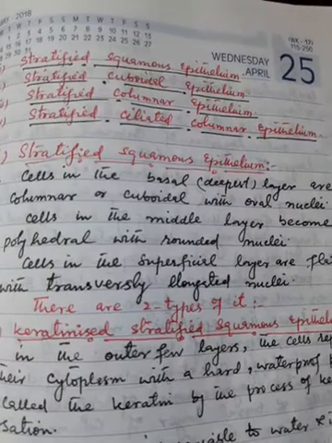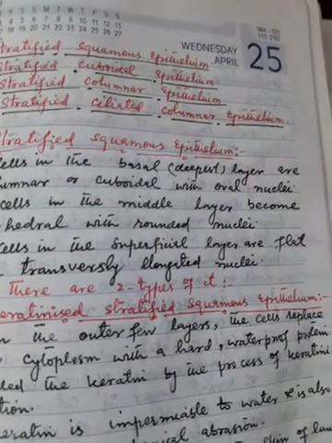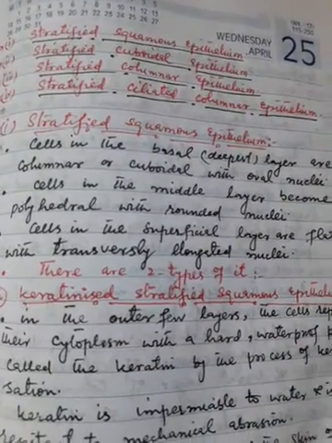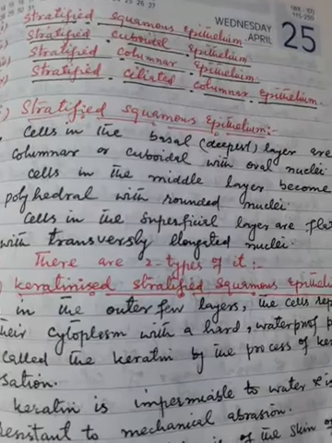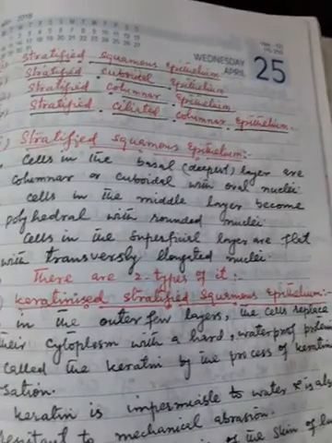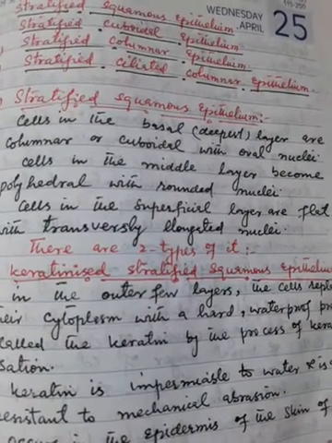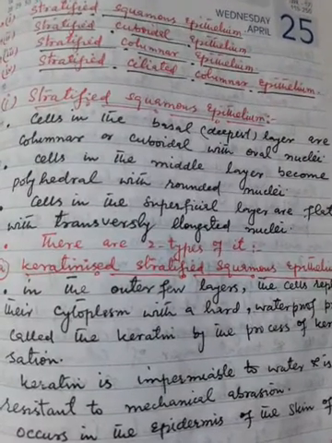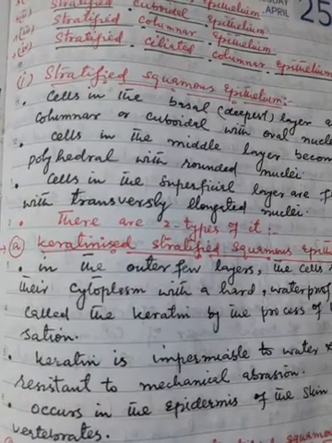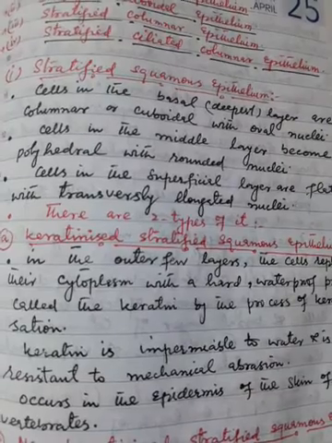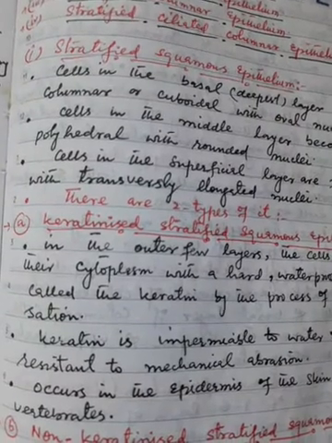Now, keratinized stratified squamous epithelium. In the outer few layers, the cells replace their cytoplasm with a hard, waterproof protein called keratin by the process of keratinization. Keratin is impermeable to water and is also resistant to mechanical abrasion. Keratinized stratified squamous epithelium occurs in the epidermis of the skin of land vertebrates.